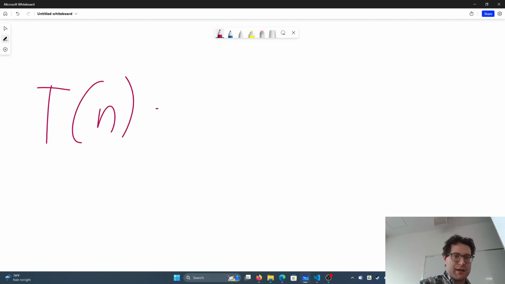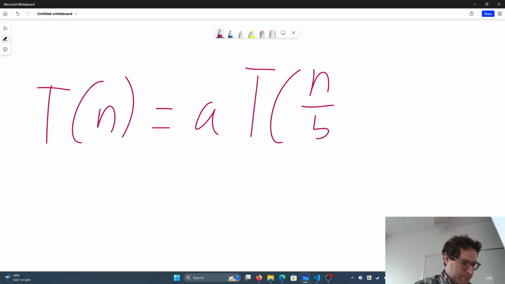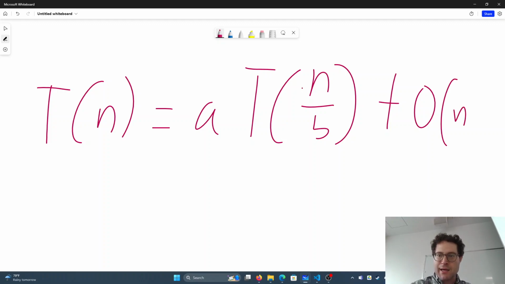A recurrence relation is of this type: T of n is equal to a times T of n over b. It does use the ceiling symbol over here, but for ease of analysis right now, we're going to assume n is a power of 2, plus O of n to the dth power. That is your master theorem.